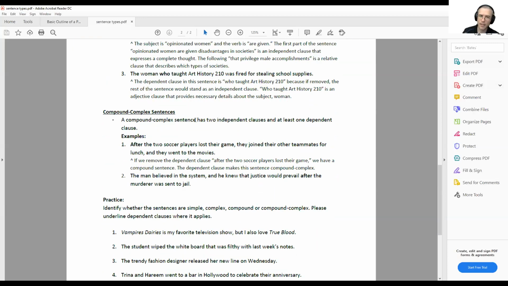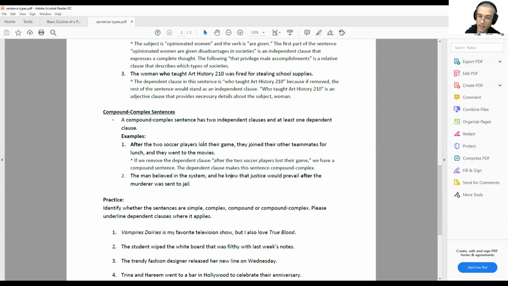The compound complex sentence is a sentence that has at least two independent clauses and at least one dependent clause. So it's a combination of the previous two types. Some examples. After the two soccer players lost their game, they joined their other teammates for lunch and they went to the movies. So we have the dependent clause after the two soccer players lost their game because it is set up with a subordinating conjunction. We have an independent clause, they joined their other teammates for lunch. And then we have a coordinating conjunction and another independent clause, they went to the movies.